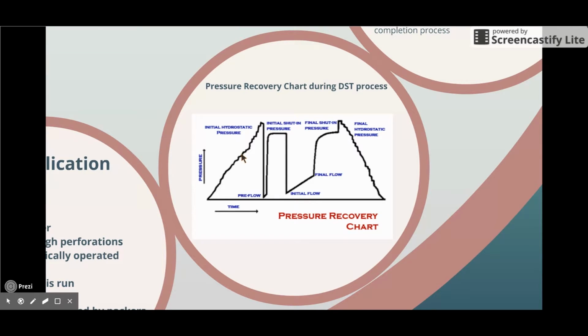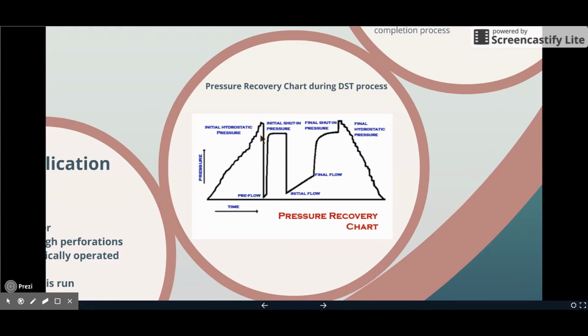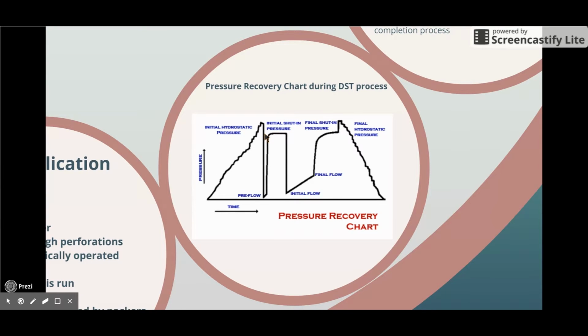The tester valve is open for the initial flow period. Therefore, the pressure drops to the cushion column height. If the cushion is not used, which means the DST string is empty, the pressure is close or almost equal to the atmospheric pressure.